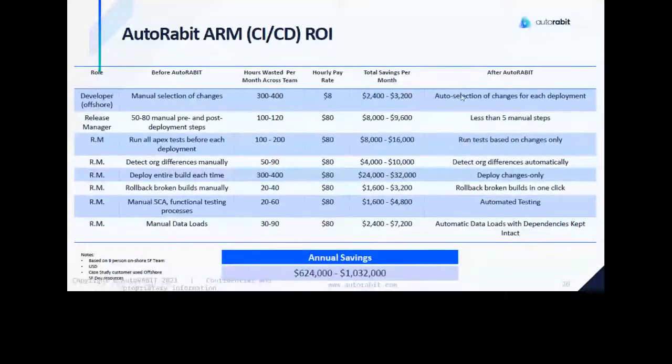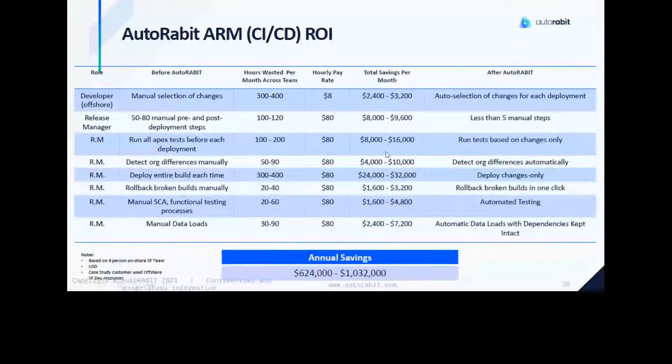Starting from manual selection of changes to auto selection of changes for each deployment. 50 to 80 manual pre and post deployment steps for release managers, which could be done in less than 5 manual steps, like I explained before in the last slide, right? Running all the Apex tests before each deployment versus running tests based on changes only, right? Delta deployments, which you call as, right? Detecting org differences manually versus detecting org differences automatically, deploying the entire build each time versus deploying changes only, right? Delta deployments again. Then rolling back broken builds manually versus rolling back broken builds in one click, right? Manual SCA and functional testing processes versus automated testing processes, right?